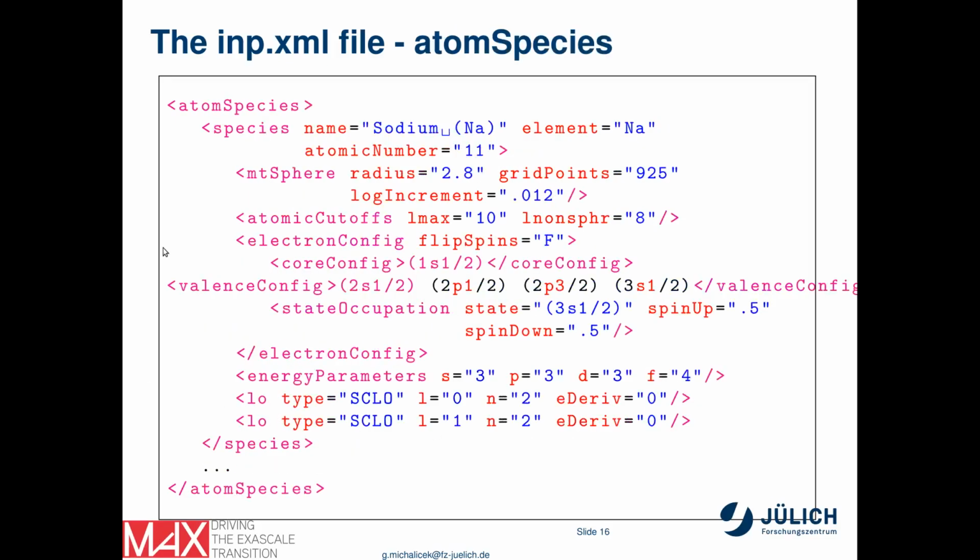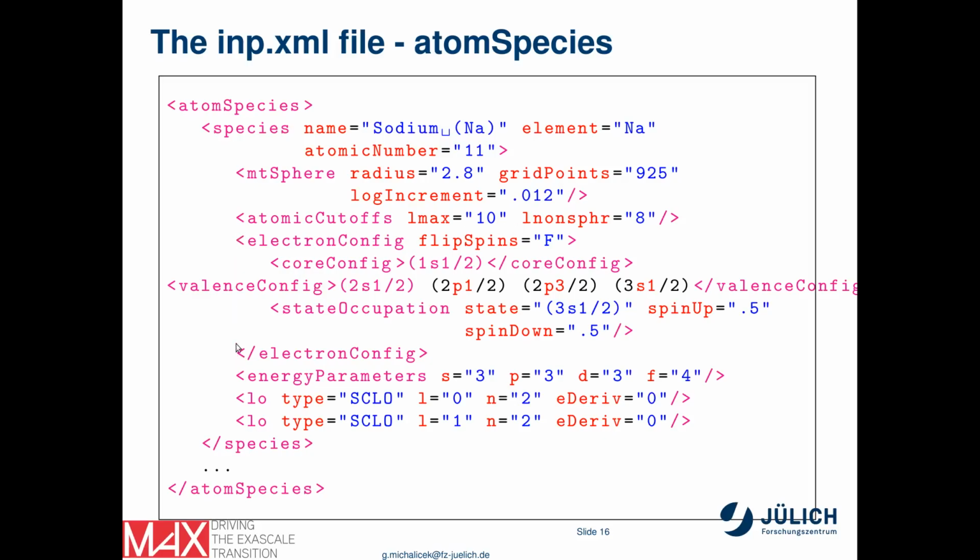So next comes the atom species section. Each species has a name. In this case it's sodium, underscore Na, and it also has an atomic number, of course. You have definitions for the muffin-tin sphere, including the radius and so on. And you see the atomic cutoffs, like this Lmax cutoff, and also some reduced cutoff for the inclusion of the contributions due to the non-spherical potential in the muffin-tin spheres.